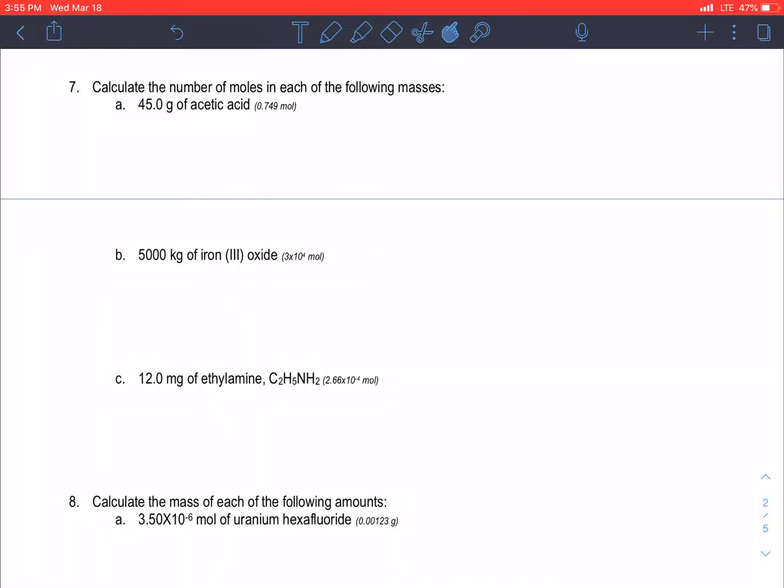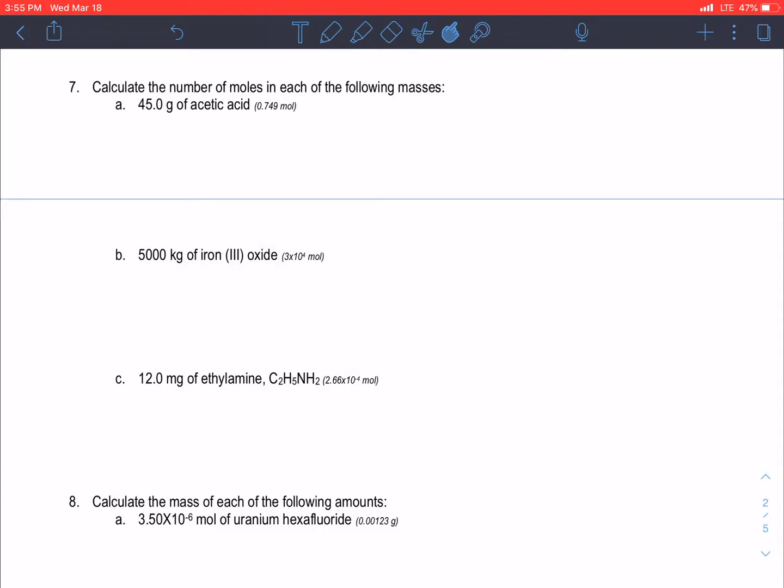Okay, so this is still video 2. We are picking up at number 7. This is where we are going to start to venture away from our single atoms, and we're going to be dealing with molecules now. So on some of these, you may have to just look at the formulas on here that I'm going to give you.